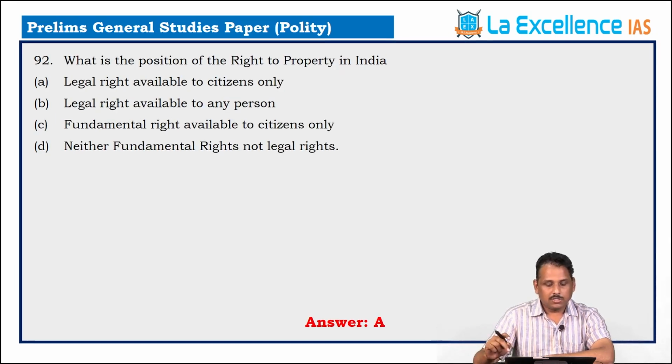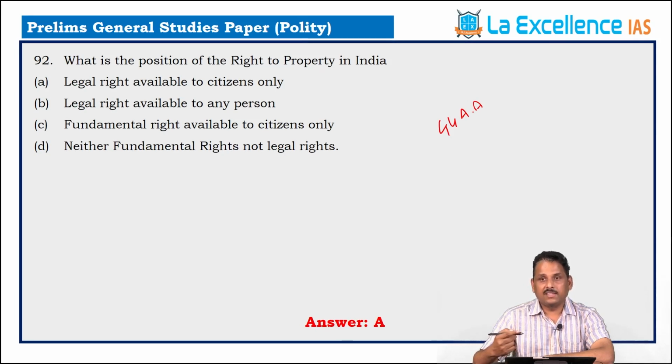What is the position of right to property in India? You know, the 44th Amendment Act removed it from fundamental rights and made it a legal right under Article 300A. So that's where it's a legal constitutional right. Is it available to citizens only? Obviously, right to property also involves freedom to buy and sell the property. Let's take foreigners. They cannot buy agricultural land in India, and government can take over their properties if it thinks necessary. So in this context, I am going with answer, legal right available to citizens only.